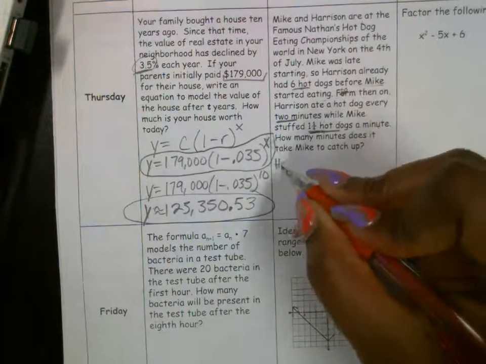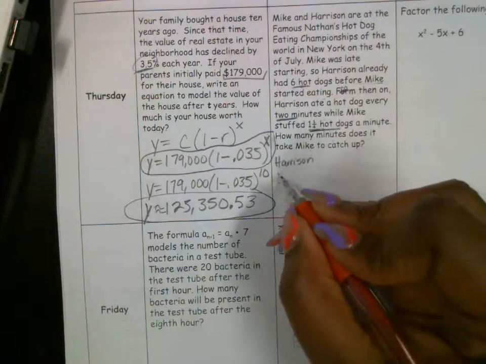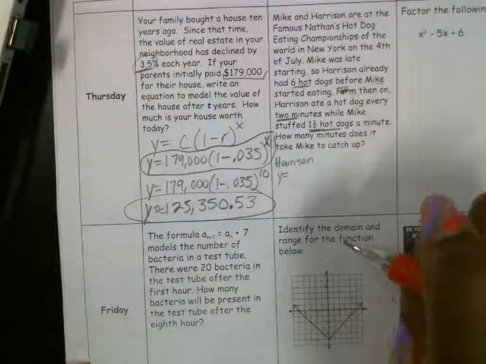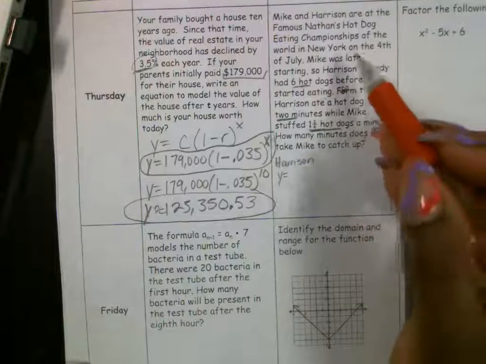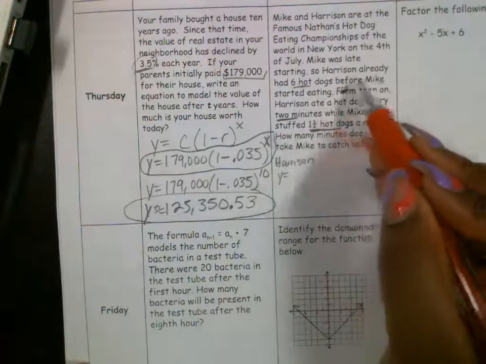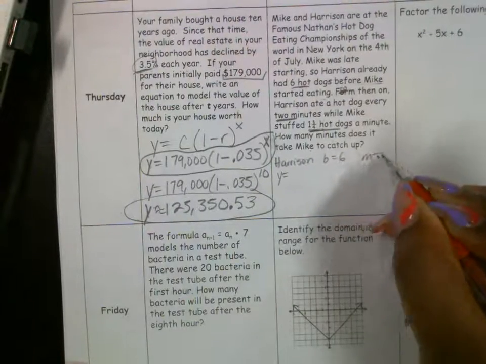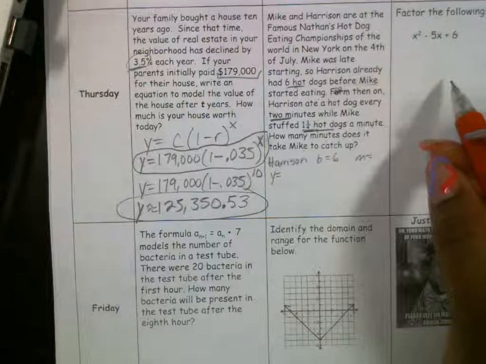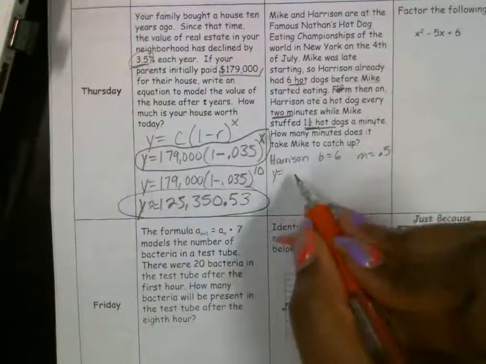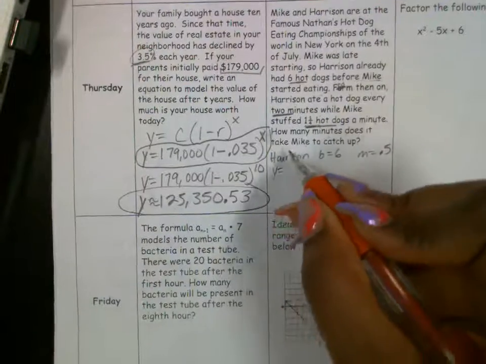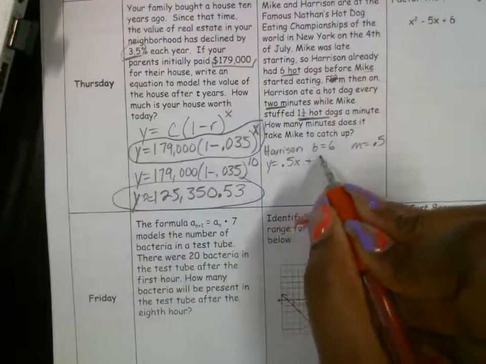Harrison's equation first. So what's the equation for Harrison? Y is equal to what? What's the starting amount for Harrison? 6. It was 6, okay? It's 6 hot dogs before Mike already started. So my B is equal to 6. And what's the rate that he's eating the hot dogs? 0.5. Okay? So how do I use this to write the equation? Y equals 0.5x plus 6.